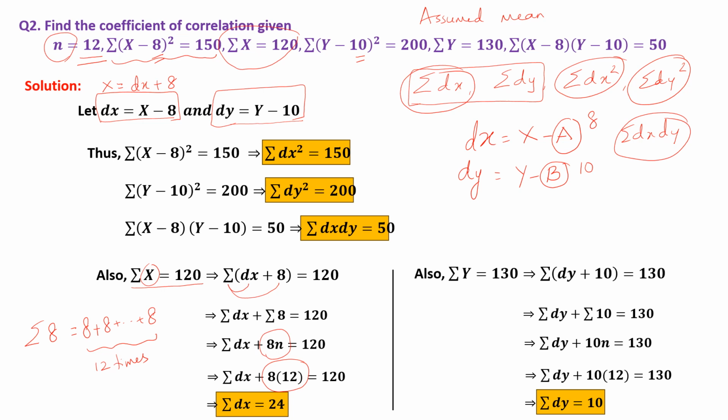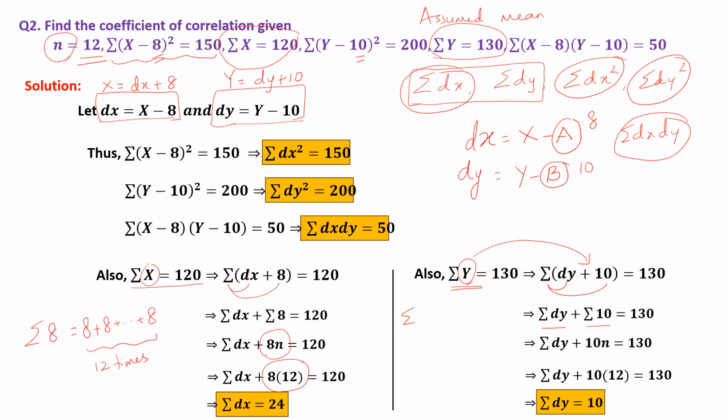Using what? Sigma x is 120. Now similarly, take up sigma y is 130. So I start with sigma y is 130 here. But what is y, capital Y from here? Capital Y is equal to dy plus 10. So I use that here. Instead of y, I write it as dy plus 10. Then I apply the sigma to every term. So it becomes sigma dy plus sigma 10.